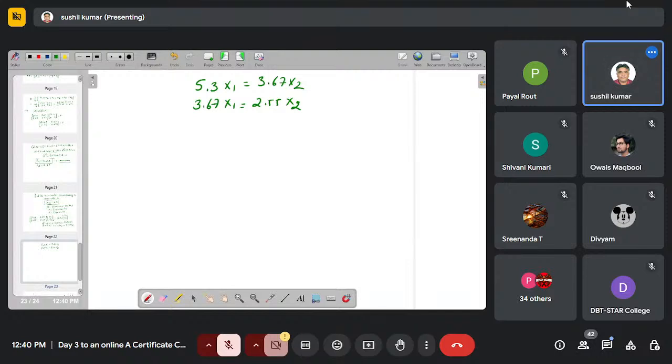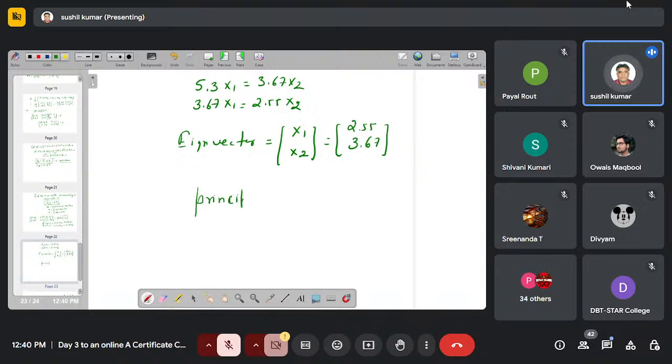Okay, so the eigenvector from here is very clear. So you can do this calculation, and my eigenvector x1, x2 is equal to 2.55 and 3.67. So this is the principal component for the given data set.